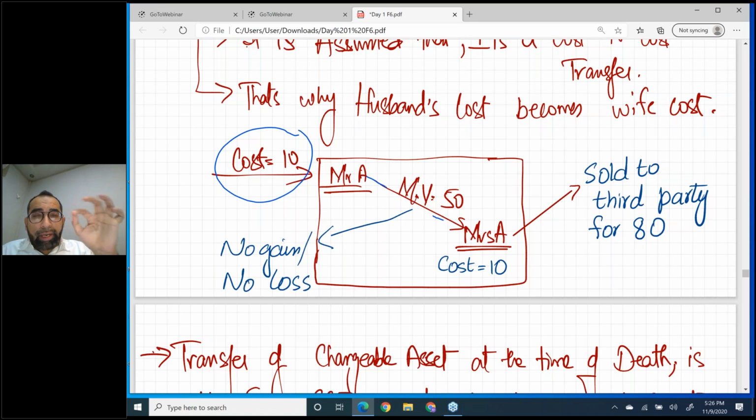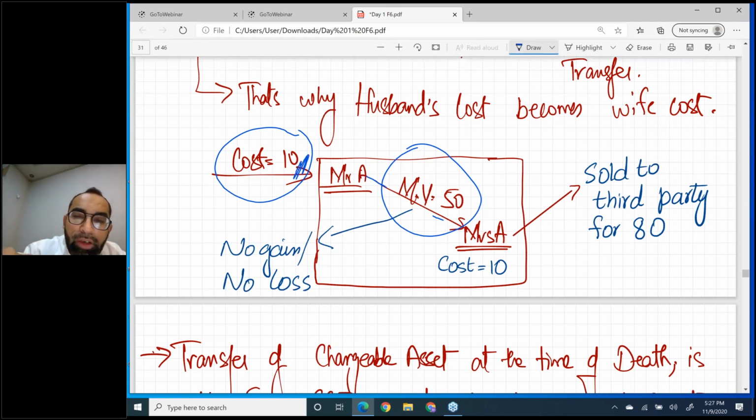Now, write it in your heart that the transfer between husband, wife, and civil partners, this transaction is nothing. Just ignore it. This is a no gain no loss transaction. Sir, what do you mean by no gain no loss? No gain no loss means gain or loss is zero. That means husband transferred the asset to wife cost to cost. That means DP and cost are the same. So whatever will be the cost of husband will become the cost of wife.